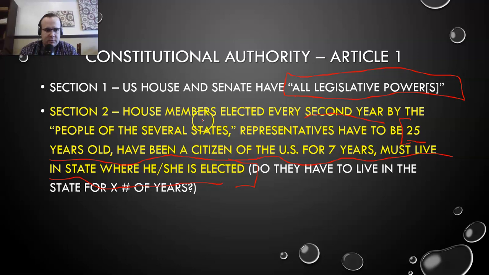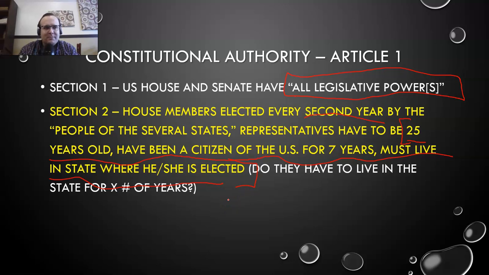So House members are elected every second year in the even years by the people of the several states. Now there's more than several states now. Representatives have to be 25 years old. They have been a citizen of the U.S. for 7 years, and they have to live in the state where he or she is elected. Do they have to live in the state for X number of years? No. They can really just move in. Well, I'm not familiar with all the election laws of all the 50 states, but they can move in the time required prior to an election to establish residency, and that's it.